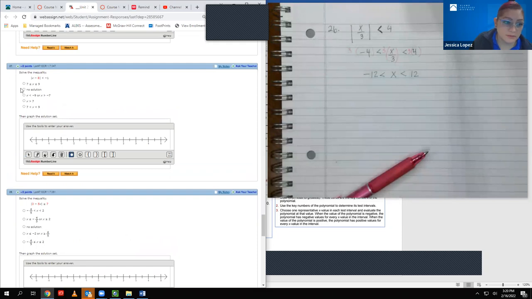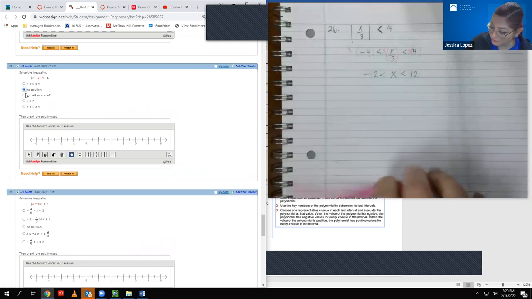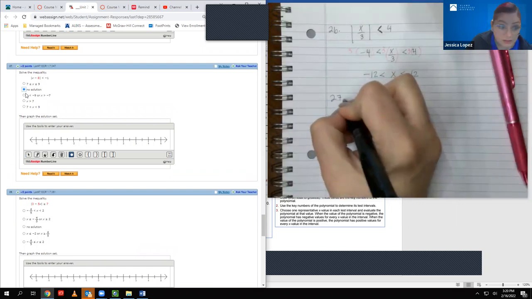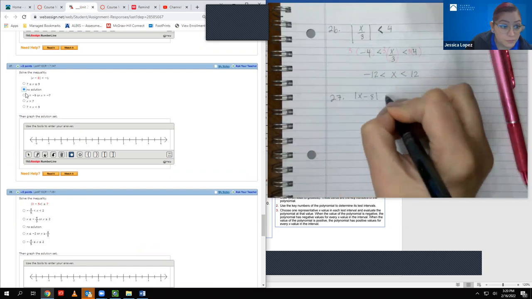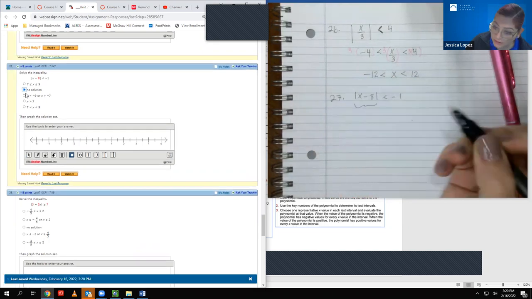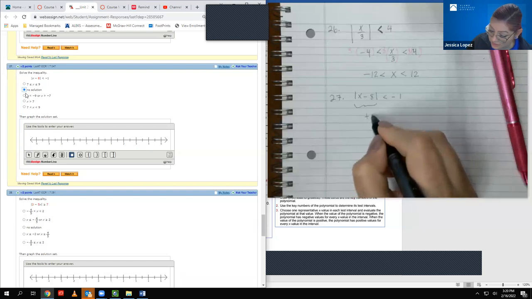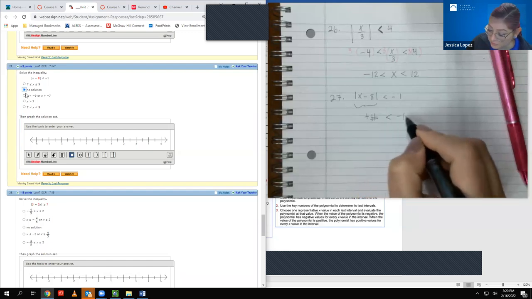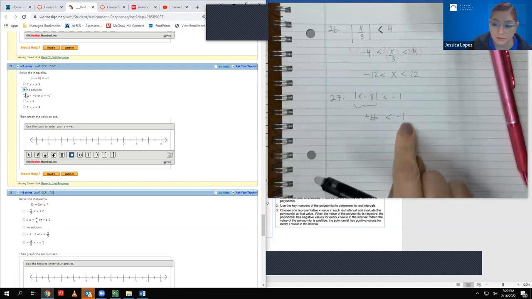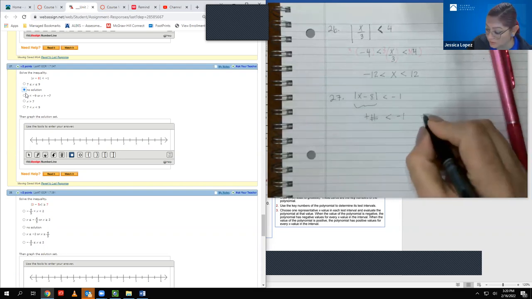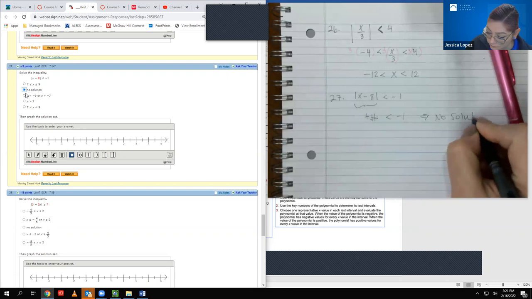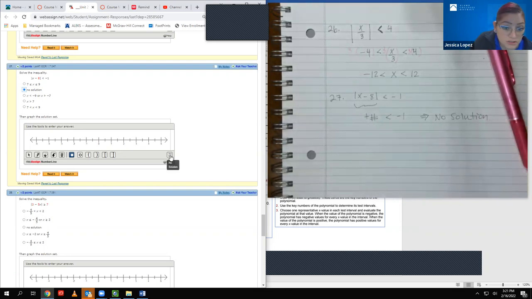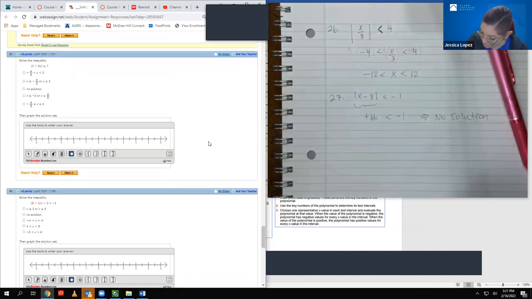This was the one I was talking about. This one is automatically no solution. Okay. 27 is automatically no solution. We know that when you take the absolute value of something, no matter what's in there, it's going to come out as a positive number. And a positive number is never going to be less than a negative number. Positive numbers are bigger than negative numbers. And so that's why this one is no solution. And when it's no solution, you just click right here at the bottom of the graph, no solution. You don't have anything that you can graph. Now let's look at 28.